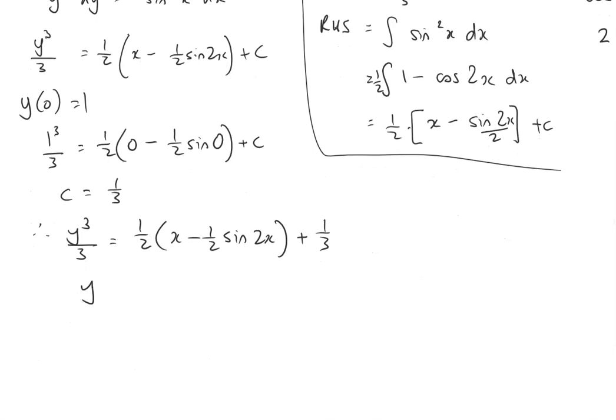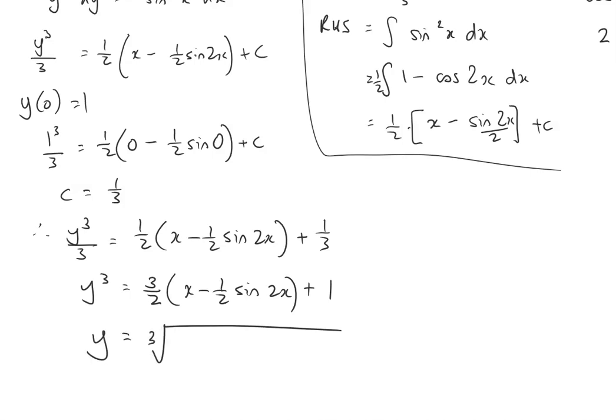So y cubed is going to equal 3 on 2, x minus a half sine 2x. You can square the brackets if you want, it doesn't matter, plus 1, because 3 times a third is 1. And then we just have to take the cube root. You could raise it all to the power of a third if you want to. So y equals the cube root of 3 on 2, x minus a half sine 2x, bracket, plus 1. Not very pleasant, but that's the solution.